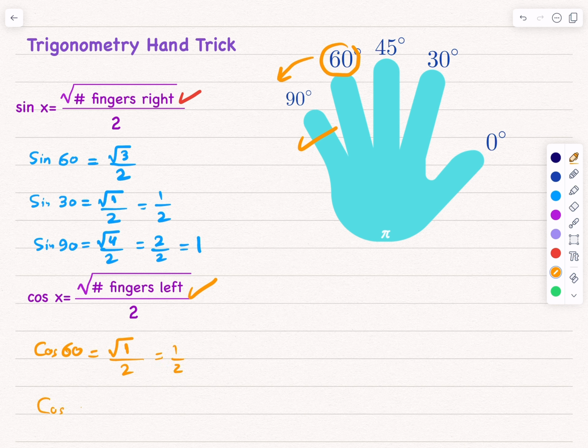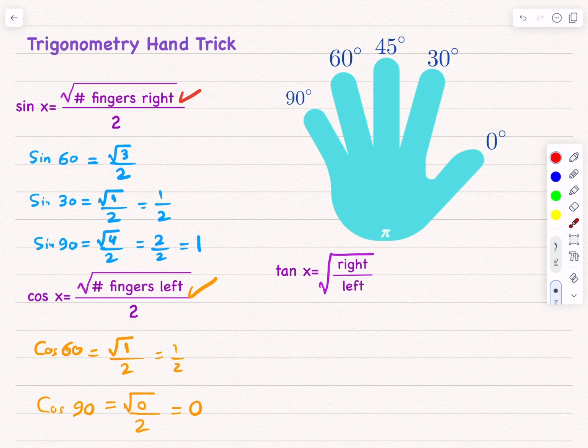Another example, we have cosine 90. Here, we have angle 90, and on the left of 90, we don't have any finger. So that's why we have 0 fingers, or square root of 0 divided by 2, which is 0. Now moving on to the tangent ratio. It will be the square root of the number of the fingers on the right of the angle divided by the number of the fingers on the left.